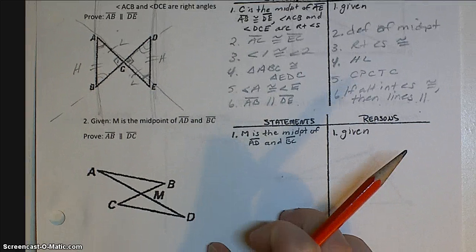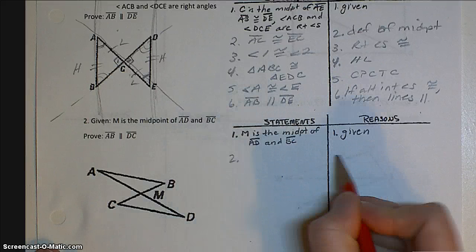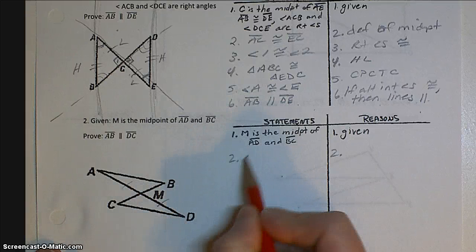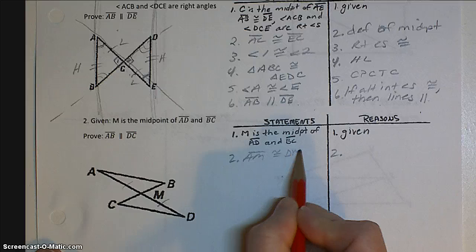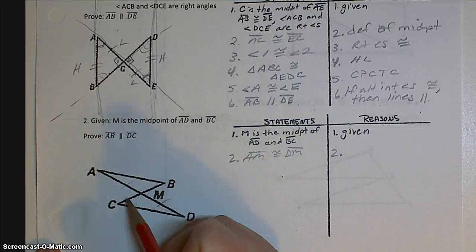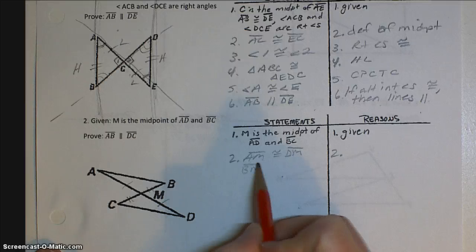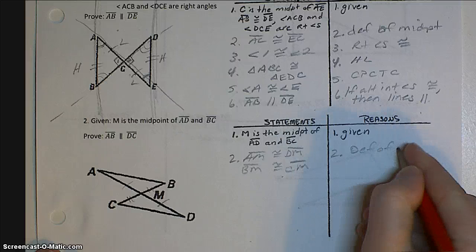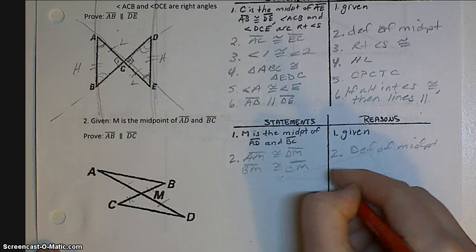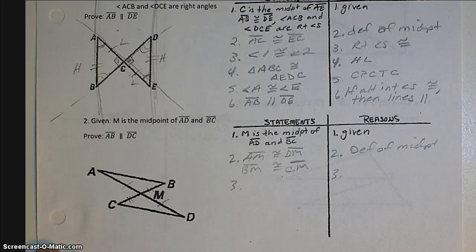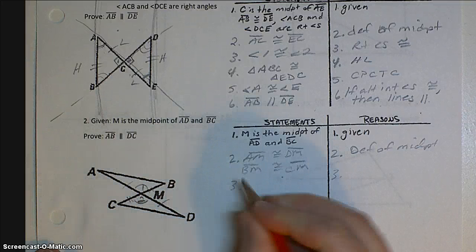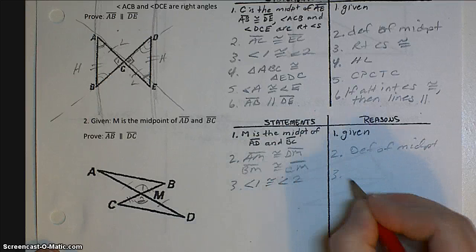Let's try number 2. Again, I have a midpoint of AD, so AM and DM are congruent. And it's also a midpoint of BC, so BM and CM are congruent by definition of a midpoint. Got 2 sides so far. Well, anytime you've got 2 lines that cross to form a perfect X, we have vertical angles, so I'm going to name them 1 and 2. Vertical angles are congruent.